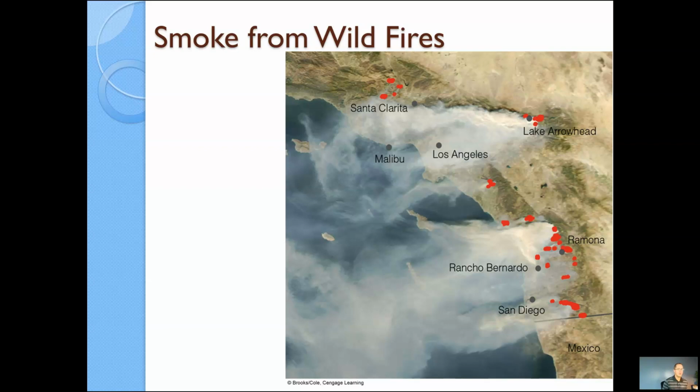Again, looking at that smoke, this is actually from 2007. Massive fires that were the red dots, especially down there you can see between Ramona and Rancho Bernardo. Again, significant issues due to these Santa Ana winds, which will cause these fires to spread rapidly.